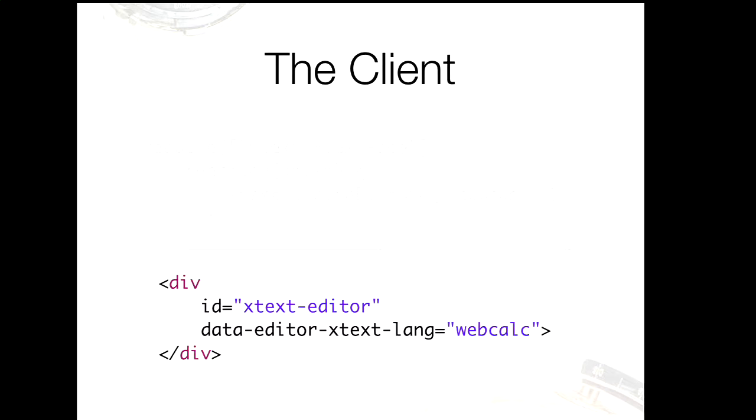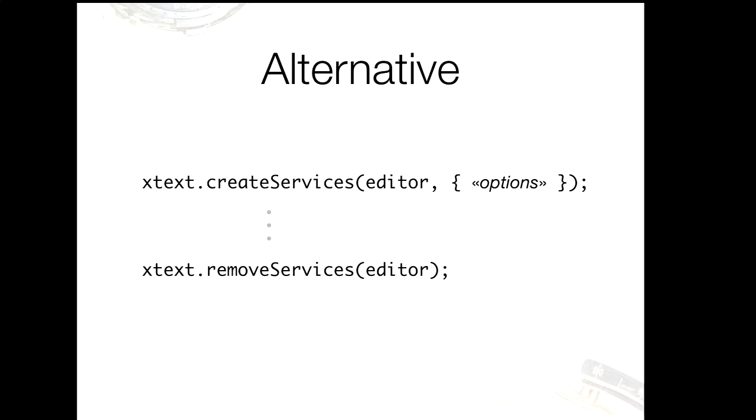There's also another way how to add the language services on your client. If you already have an editor that is set up using the editor library's native creation methods, then you can use this function create services that will add the Xtext language-specific services to this existing editor, and you can even remove them later if you want. So that means you can have a text editor that serves one specific language for a certain time, and if you need, you can switch off the services and turn on services for another language, for example.